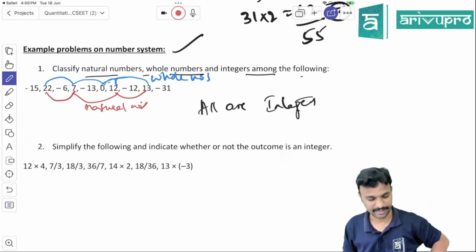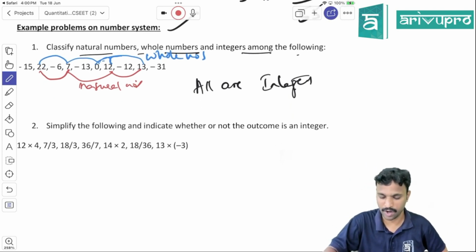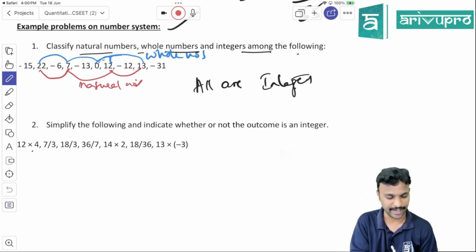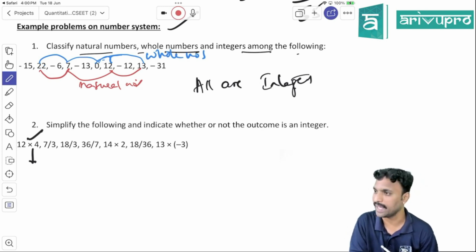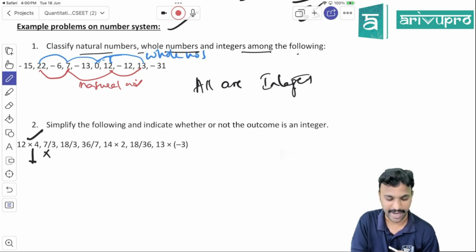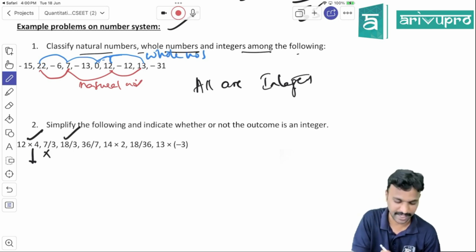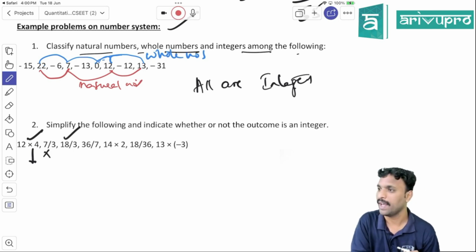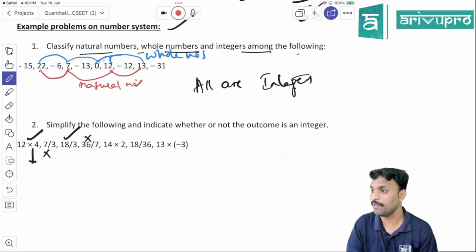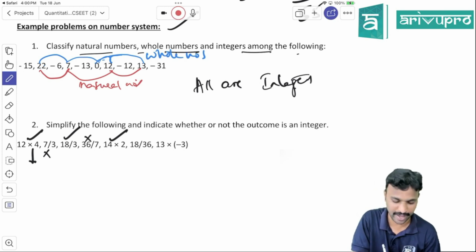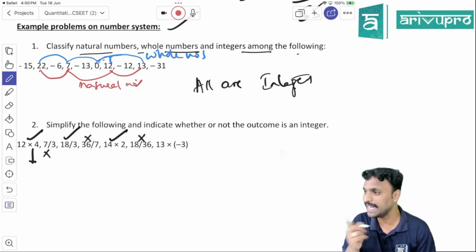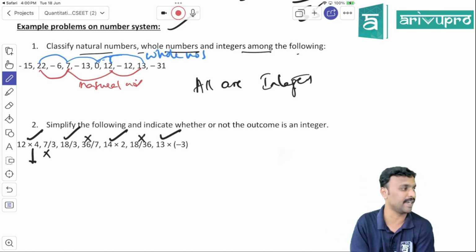Okay, second, simplify the following and indicate whether or not the outcome is an integer. 22 into 4, 48. It is an integer. 7 by 3, not an integer. 18 by 3, 6, which is integer. 36 by 7, not an integer. 14 into 2, 28, integer. 18 by 36, 0.5, non-integer. 13 into minus 3, minus 39, it's an integer.